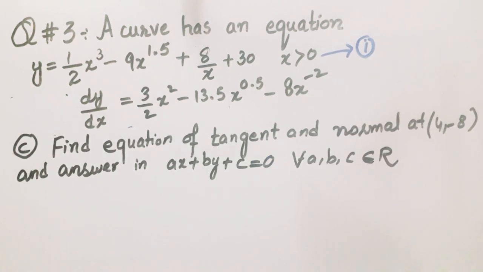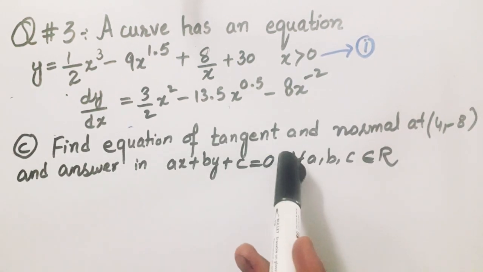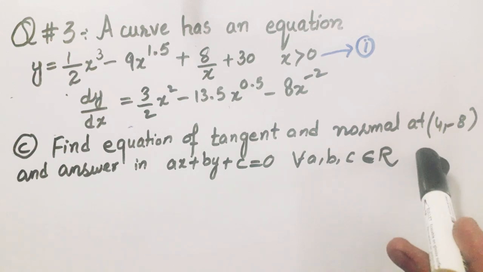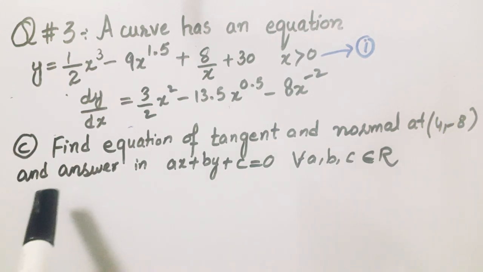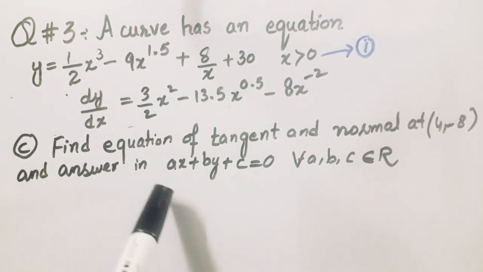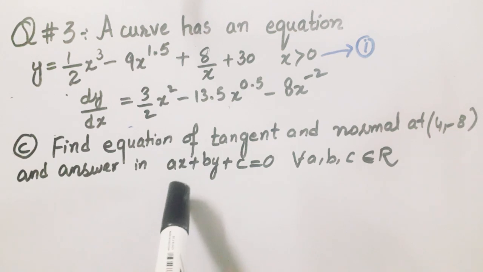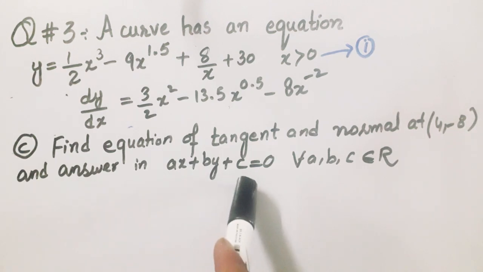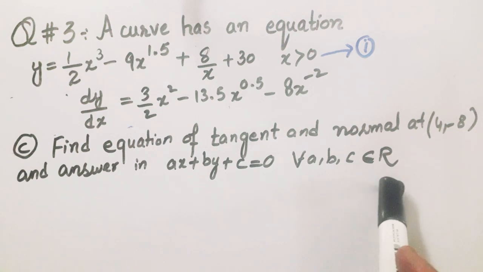Now the part C is: find the equation of tangent and normal at the point 4 and minus 8. The answer should be written in the form of the linear equation ax plus by plus c equal to 0, where a, b, c all belong to the set of real numbers. So we will solve this question in a very easy and simple way.